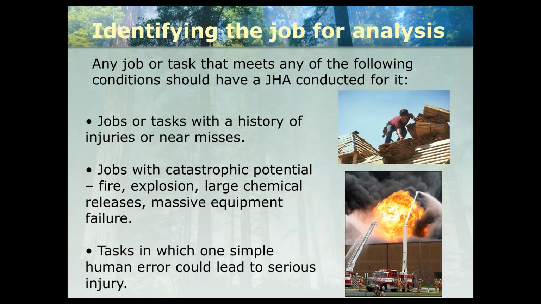So we talk about identifying the job for analysis. Okay, well, which job should we pick? Well, any job or task that meets any of the following conditions should have a JHA conducted for it. So jobs or tasks with a history of injuries or near misses. So look for the low-hanging fruit. Start at the most dangerous job and work on down the line. Prioritize by danger, what has the most injuries.